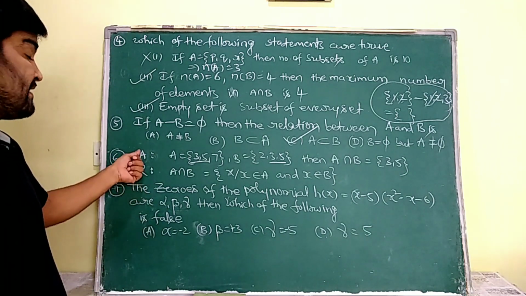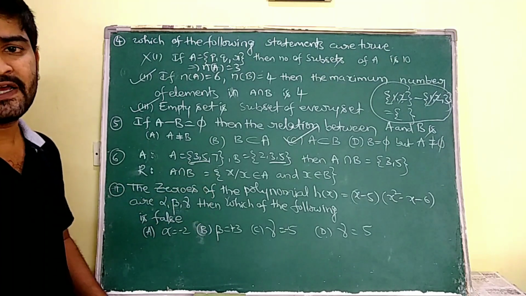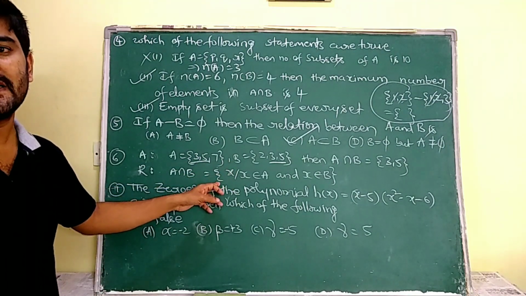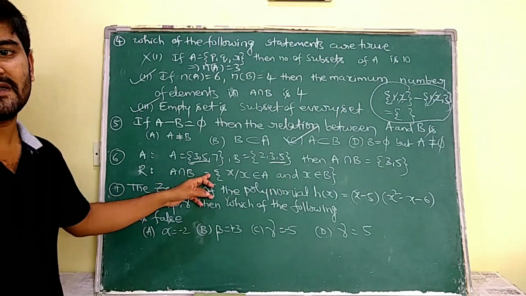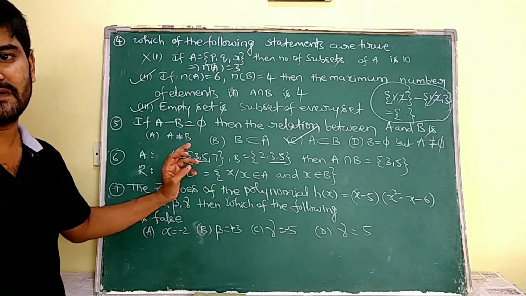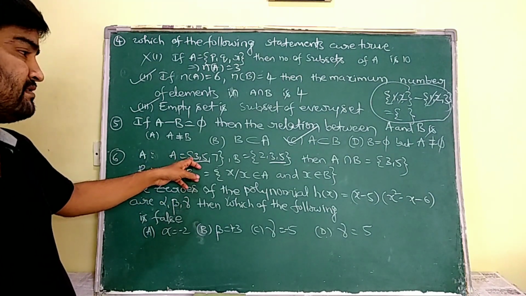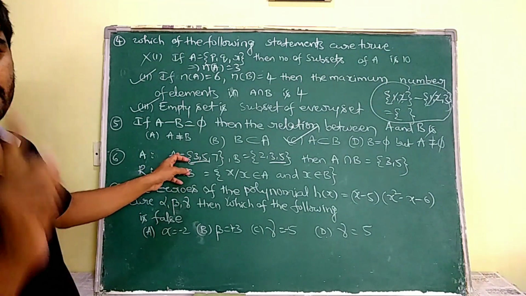We know that for assertion and reason, we are going to have 4 different options. The first option: if both the statements are true and the reason is the correct explanation of the assertion. Okay, that's why this reason is the correct explanation of this assertion. So we are going to opt for option 1.